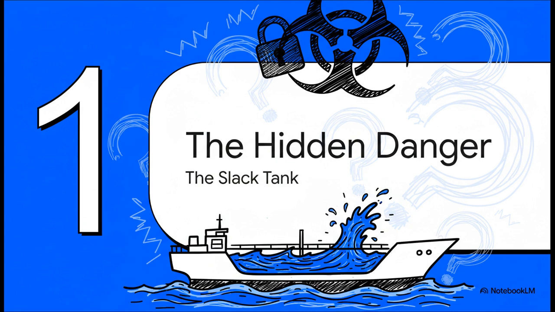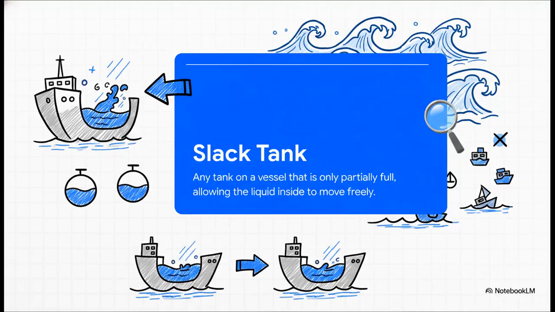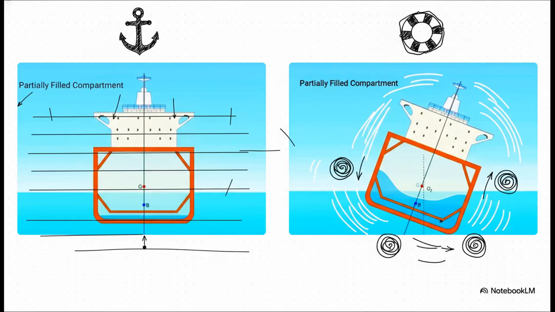Okay, so to get to the bottom of that question, we first need to meet the main culprit behind this hidden danger. And it all starts with one simple concept, the slack tank. So what is a slack tank? It's really any tank on a ship that's only partially full. See, if a tank is totally full of liquid, it's basically like a solid block of cargo. It doesn't move. Same thing if it's completely empty, of course. The danger only, and I mean only, pops up when there's space for that liquid to move around, when the tank is slack.